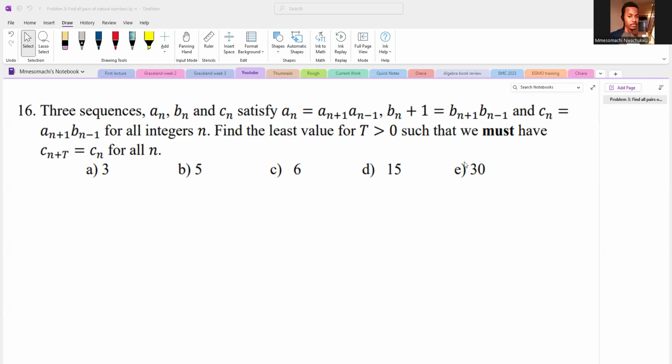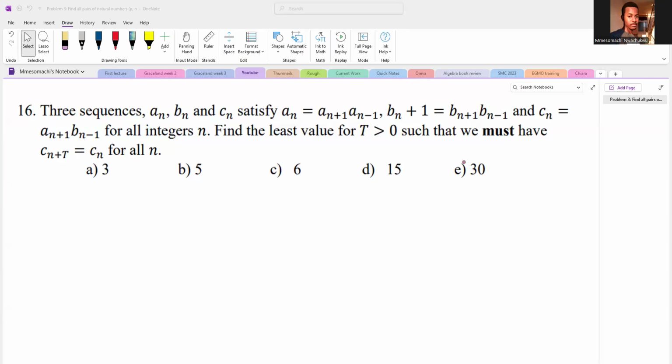Now let's go into the problem. Three sequences a(n), b(n), and c(n) satisfy a(n) equals a(n+1) times a(n-1), and b(n+1) equals b(n) plus 1 times b(n-1), and c(n) equals a(n) plus 1 times b(n-1), for all integers n. Find the least value of t greater than 0 such that we must have c(n+t) equals c(n) for all n. Okay, so with arbitrary sequences, we want to find the period of sequence c.